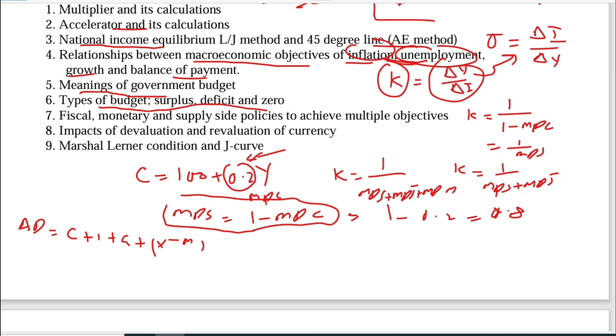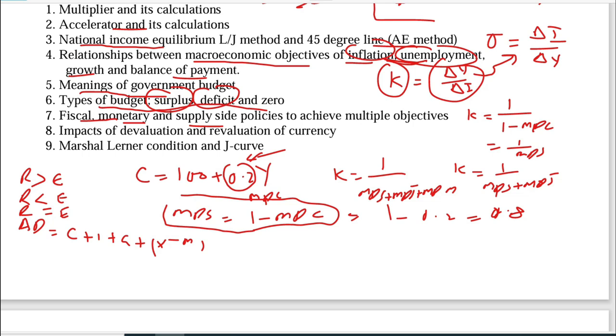A surplus budget is when government revenue is greater than government cost or expenditure, and a deficit budget is when government revenue is less than its expenditure. An equilibrium budget is when revenue is equal to expenditure. So when the government adopts a deficit budget, it increases aggregate demand. When it uses a surplus budget, it decreases aggregate demand. The next thing is you must know the tools of fiscal, monetary, and supply side policies.